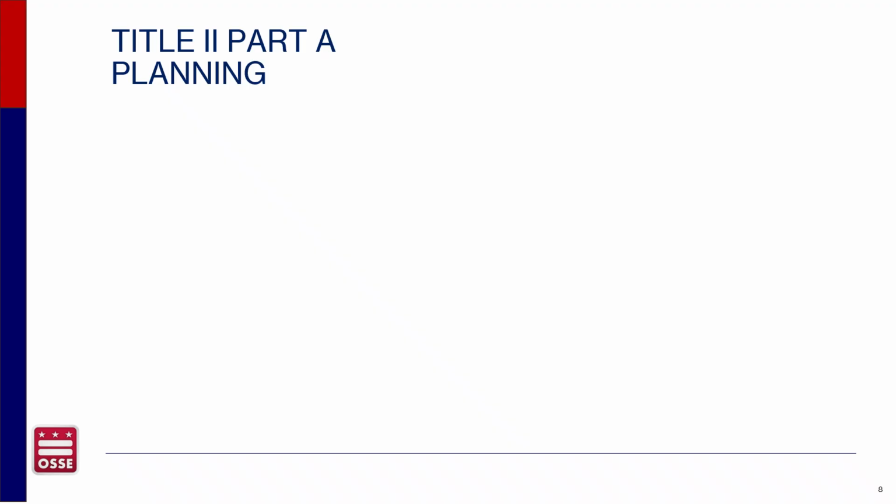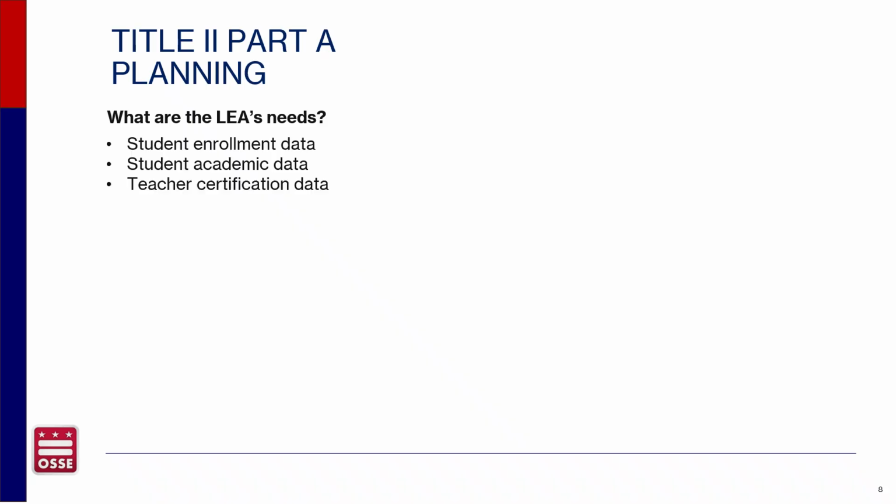When the LEA starts to plan Title II Part A program, it is important to consider the following. What are the LEA needs? The district can develop a needs assessment based on data that can demonstrate the current needs of the LEA. These are some examples of data: student enrollment data, student academic data, teacher certification data.